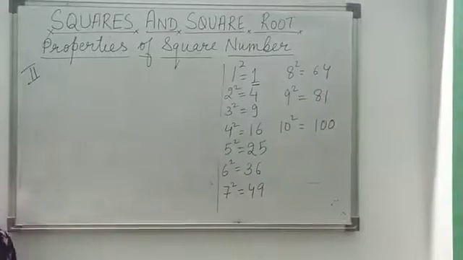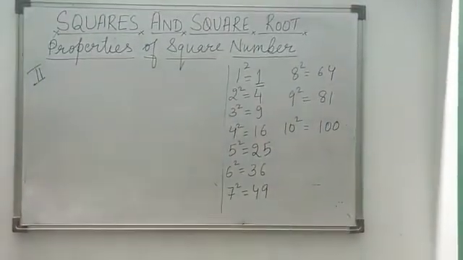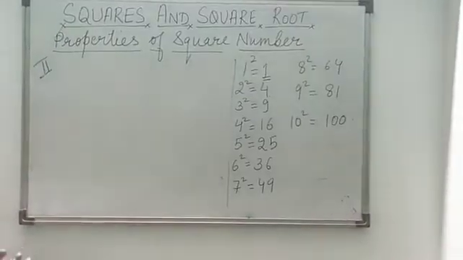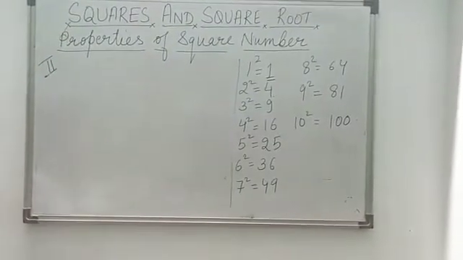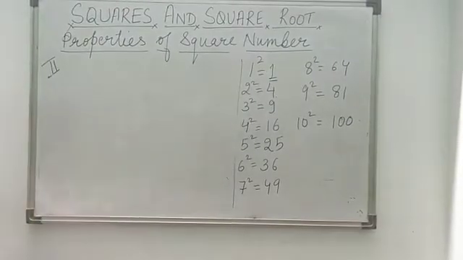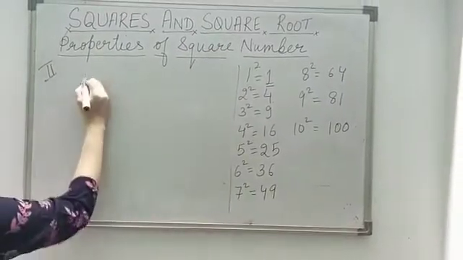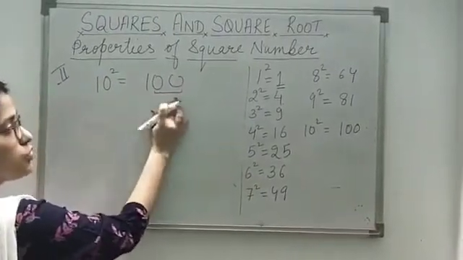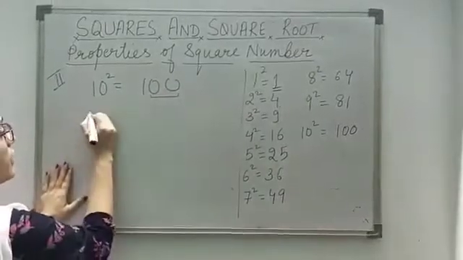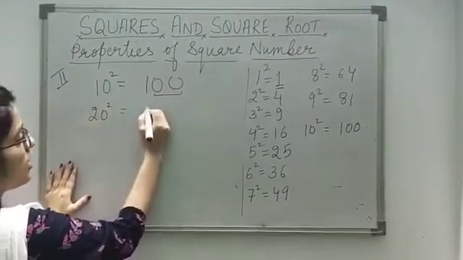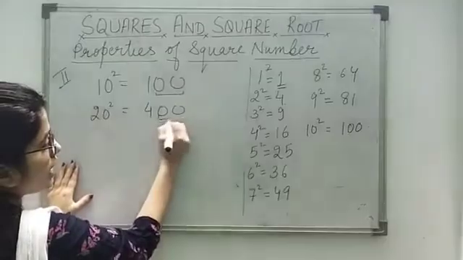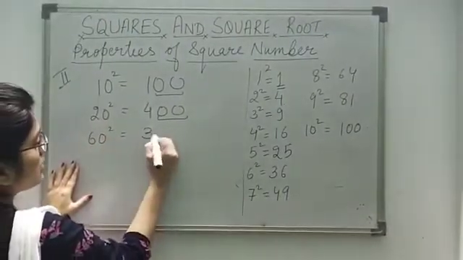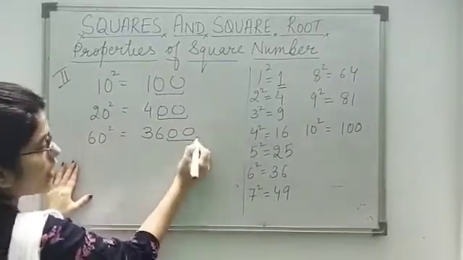Let's come to the next property, that is your second property. According to this property, if you have to check whether any number is a perfect square or not, the zeros should be an even number. That means if I take 10 square, that means 100. Here you observe how many zeros? 2 zeros, an even number of zeros. Similarly, 20 square means 400, so your zeros are an even number. Similarly, 60 square means 3600. Zeros should be an even number.